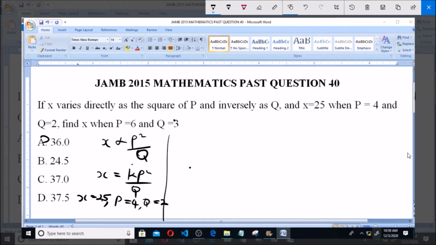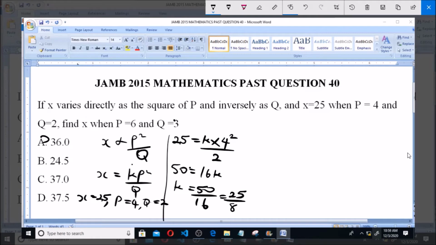So from this, we're trying to find the value of the constant, which is k. It simply means that 25, which is x, is equal to k multiplied by 4 square, since p is 4, all over 2, which is q. So we have that 50 is equal to 16k. So k is equal to 50 over 16, and that is equal to 25 over 8. That's the value of k.